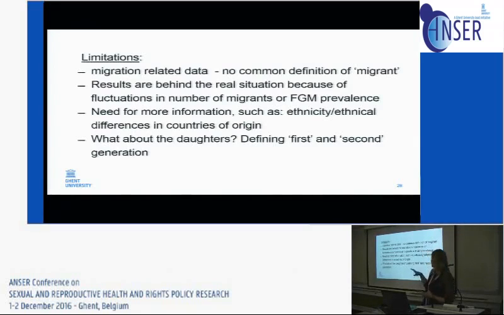And then another important definition problem is actually the fact that we talk about daughters in these studies, but it's not defined whether it's first or second generation. And if it is defined, it's not always clear, are we talking about first generation migrants or first generation demographically speaking? So there's a lot of confusion about that.